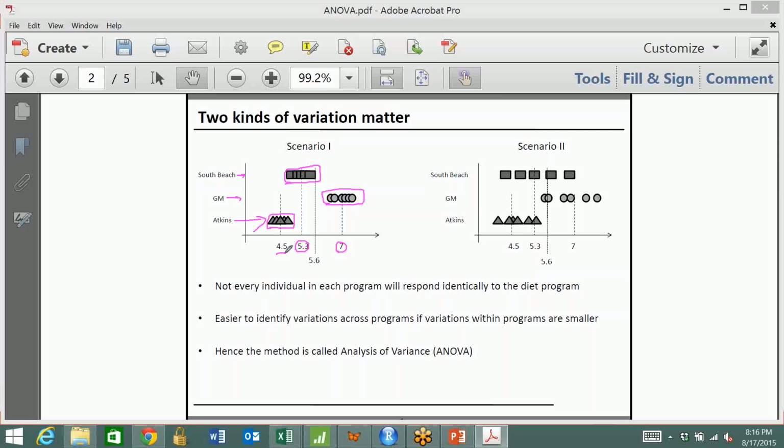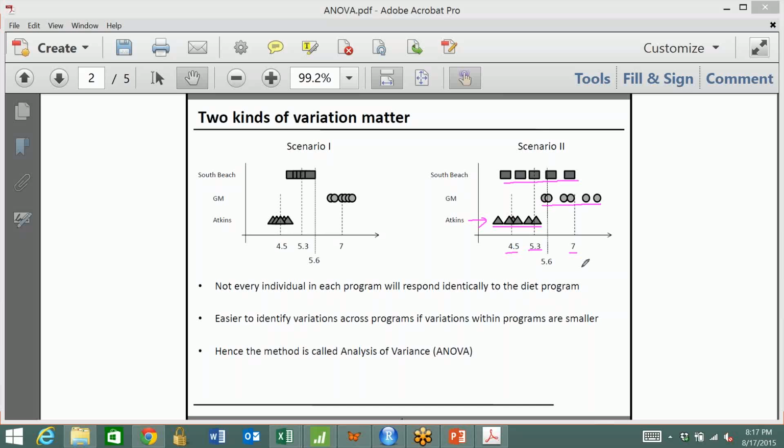Now, if I take a grand mean, what do I mean by grand mean? Average of averages. So if I once again take the average of 4.5, 5.3, and 7, I would get 5.6. Here, if you see, the variation is less within the group, within Atkins, within GM, and within South Beach. The variation among the data points is very less. However, if you look into scenario 2, the variation is high. Here also in GM, the variation is high. Here also in South Beach, the variation is high. Though the variation is high, it turns out that the means are the same.